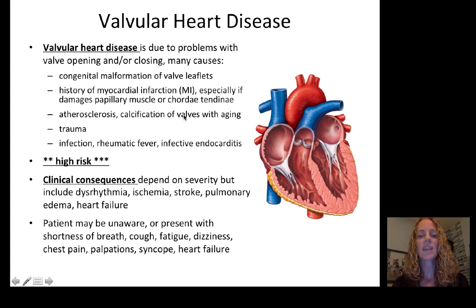Atherosclerosis and calcification of valves with aging can also cause these effects. Trauma, infection, rheumatic fever, and infective endocarditis. These patients are very high risk, and the clinical consequences depend on severity, but can include dysrhythmias, ischemia, stroke, pulmonary edema, and heart failure. The patient may be unaware of these symptoms, or they may present with shortness of breath, cough, fatigue, dizziness, chest pain, palpitations, syncope, and heart failure.